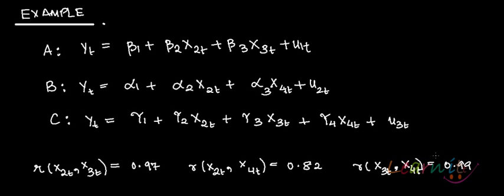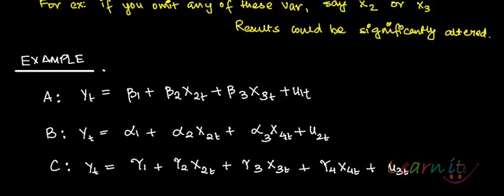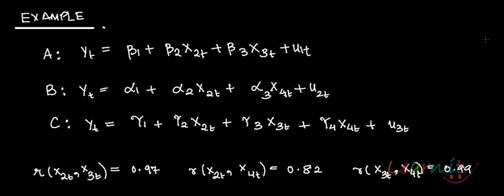In this recording, we're going to work out one example of multicollinearity. In our earlier recording, we introduced what exactly multicollinearity is. The two independent variables are correlated with one another. You cannot separate out the effects of one variable from the other on the dependent variable, and if you try to omit any of these variables, the results could be significantly altered. Now let us see this example.